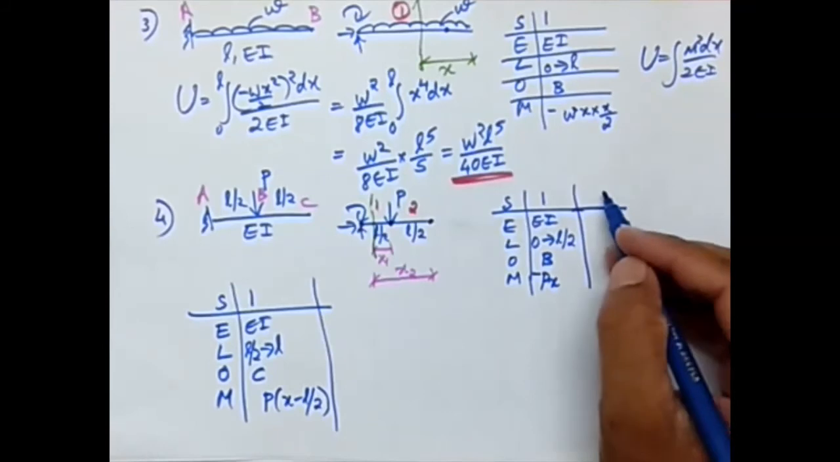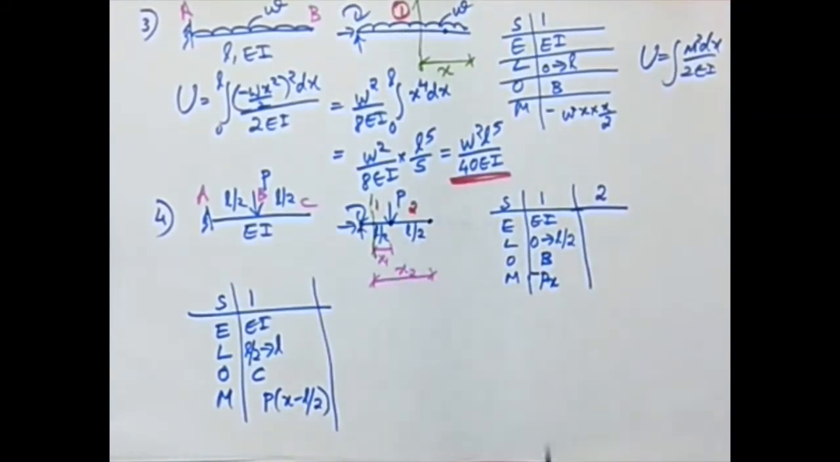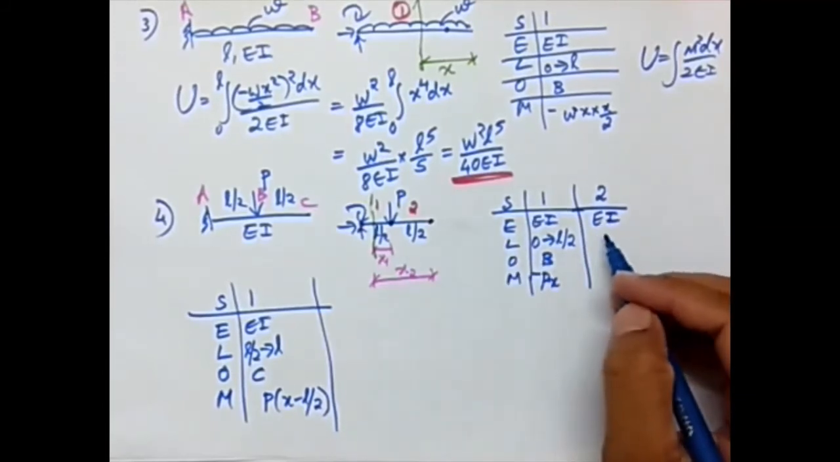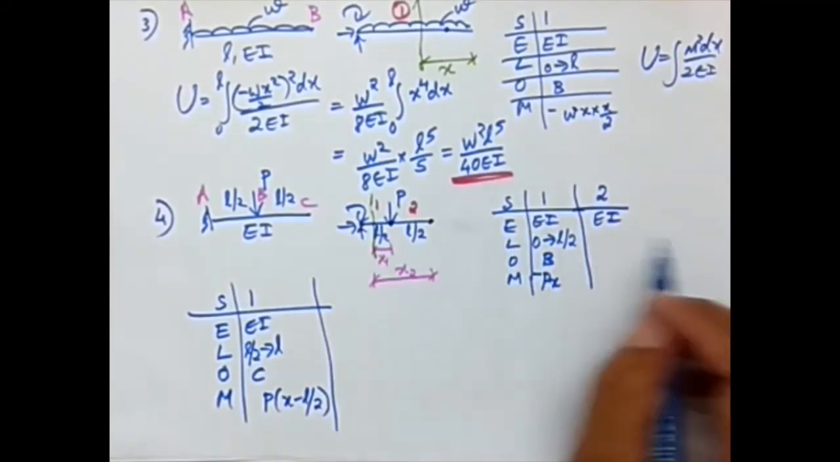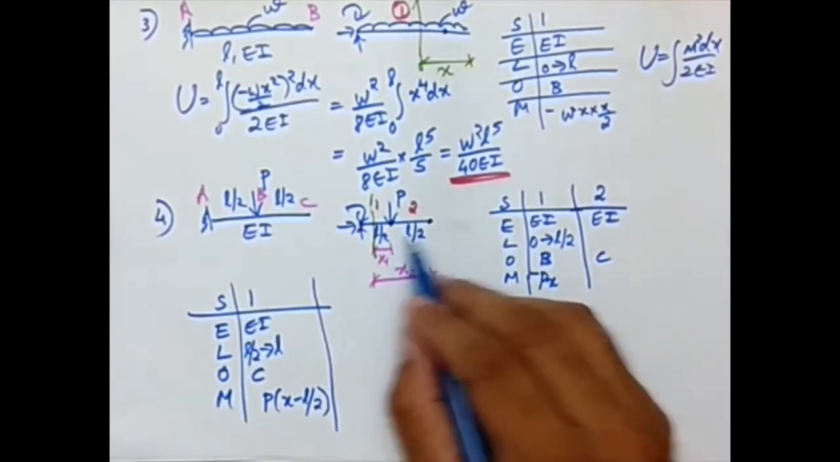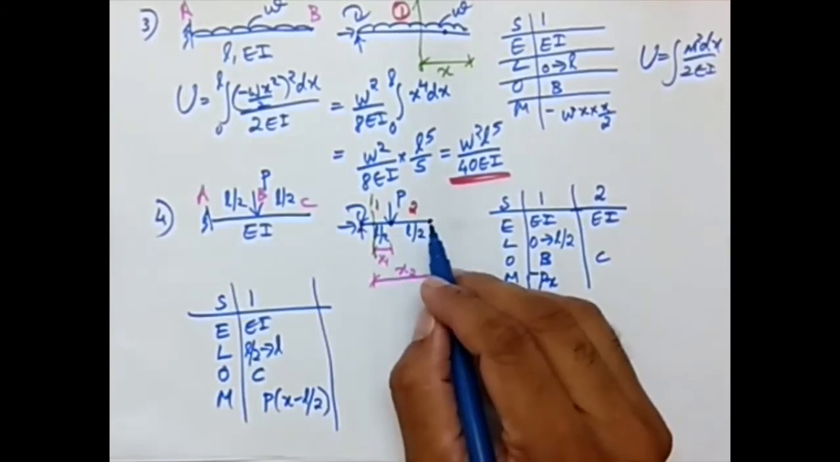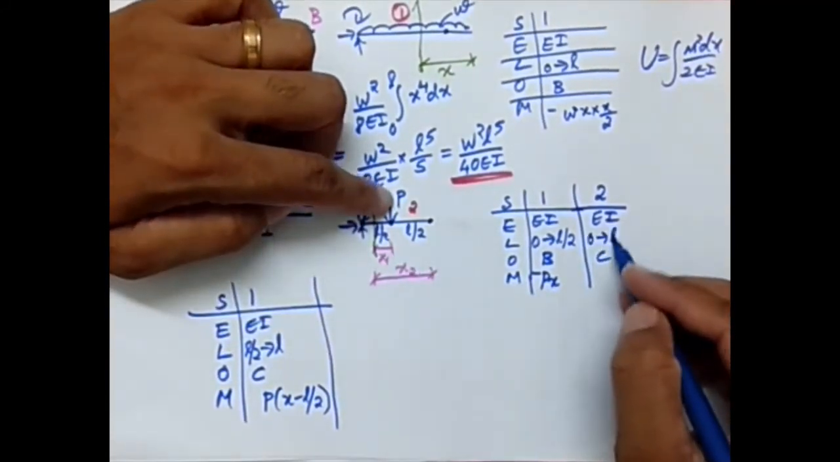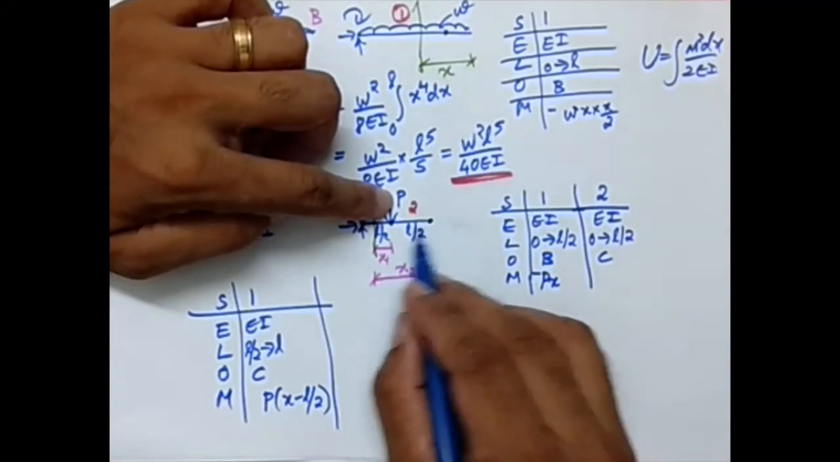Now we are going for segment 2. Segment 2 is this. Now in segment 2, the EI is constant. The limit and the origin I need to decide. The free end is available, so I'm considering that as the origin. If I'm considering this as the origin, segment 2 is from 0 to L by 2. If C is the origin, 0 to L by 2.